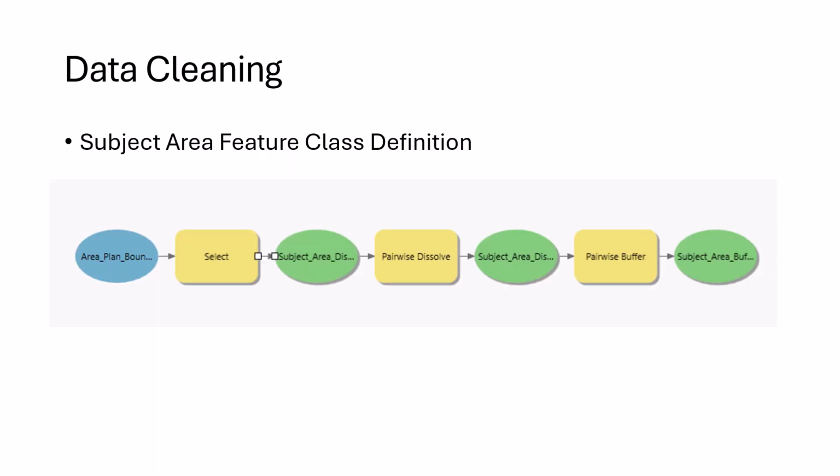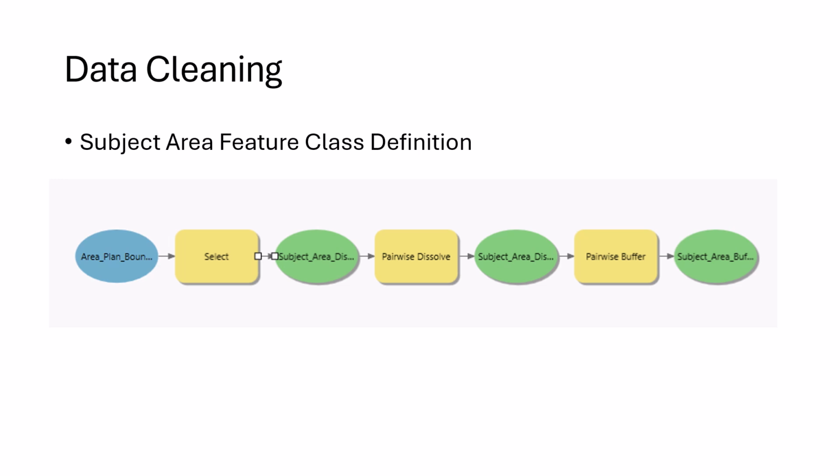The first thing that I did was select the subject area for the project. I took the area plan boundaries, the three areas that you saw at the beginning of the map, the KCIA, Gashland, and Stroll Creek Valley subject areas, and I selected those. Then I created the feature class called subject area distinct, which had the three distinct areas. Then I dissolved that and had the subject area dissolved, which is just a single polygon for the whole subject area. And then I used a buffer to create a 2-mile buffer around the area.